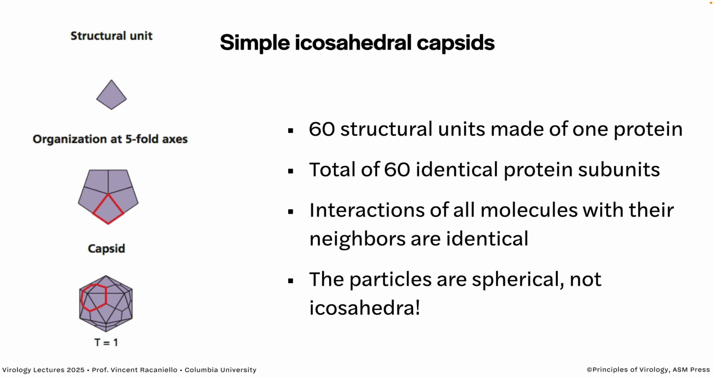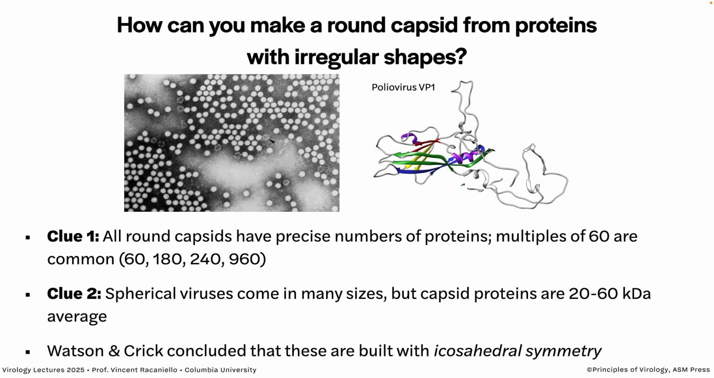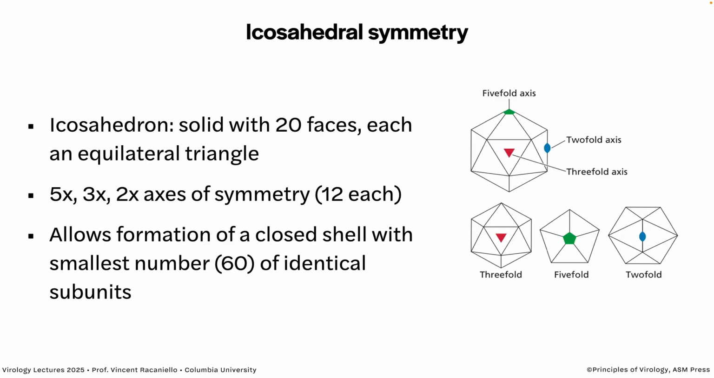So this means all the interactions are identical. All 60 of those protein subunits are interacting with each other identically. Now, these particles are actually not icosahedra. If you look at them in the EM, they're spherical, like here. But the point is that the proteins are arranged with icosahedral symmetry, with the repetitive rules governed by icosahedral symmetry. So remember that. They're not really geometric looking in the EM.